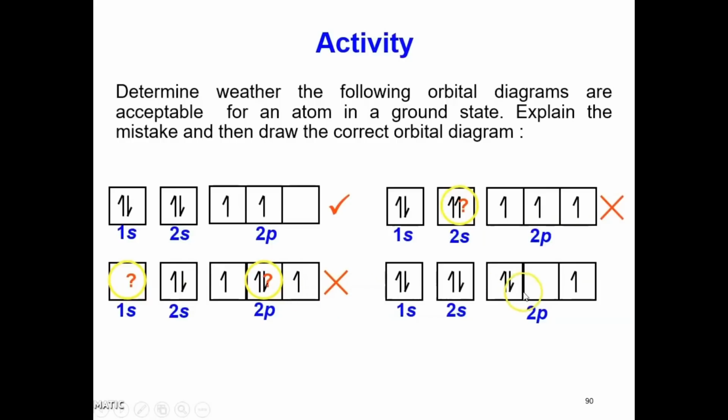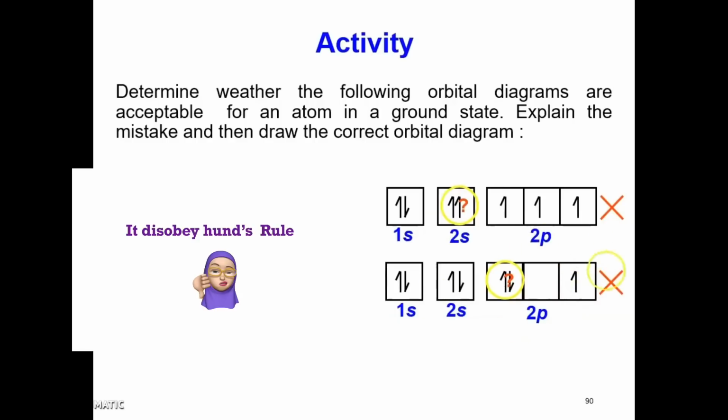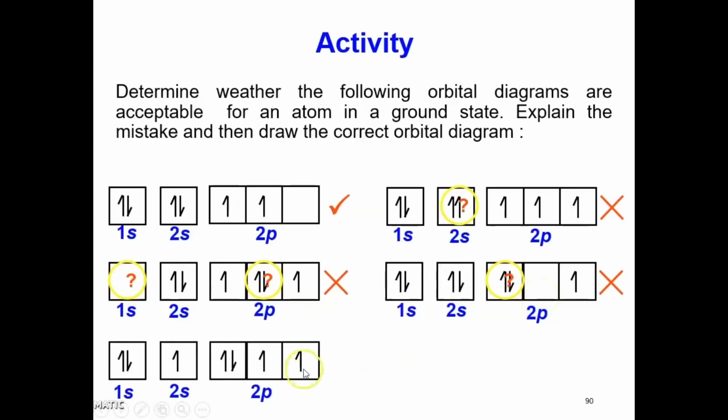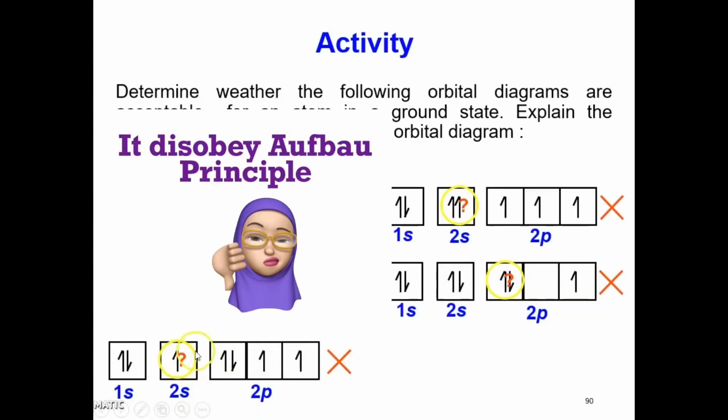The fourth orbital diagram is also not acceptable because it disobeys Hund's rule. The 3 electrons must be arranged in the 2p orbital singly with parallel spin first. The fifth orbital diagram is also not acceptable. If you notice, the 2s orbital, which has lower energy than 2p, is half filled with an electron. The 2s orbital must be filled with 2 electrons before the remaining electrons are filled in the 2p orbital. So this orbital diagram does not obey the Aufbau principle.